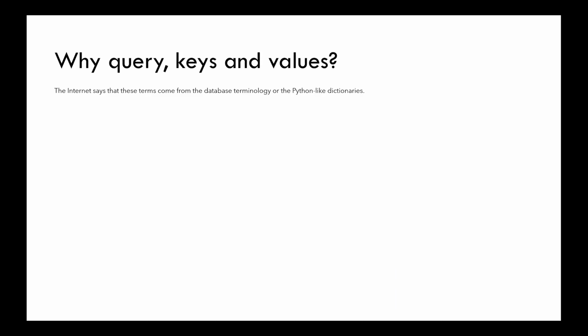You may also have seen on the paper, but also on the internet, that these matrices are called query, keys and values. And it looks like this terminology comes from the database terminology or the Python-like dictionaries. I also want to give a little interpretation of my own. So imagine we have a Python dictionary, or a database also, that has a mapping between keys and values. Imagine the keys represent the genre of a movie and the values represent the movie itself. So for example, Titanic is romantic, The Dark Knight is action, etc.